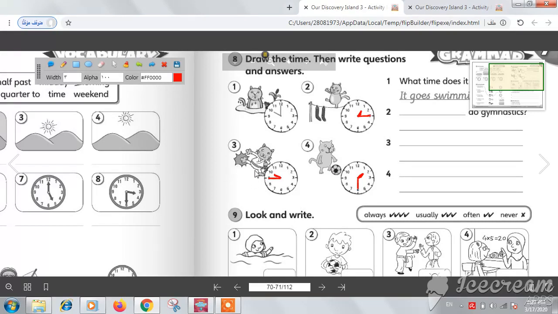Number 3. Let's go to number 3. And the question should be, what time does it do karate? So the answer should be, it does karate, as it's shown here on the clock, at 9:45.